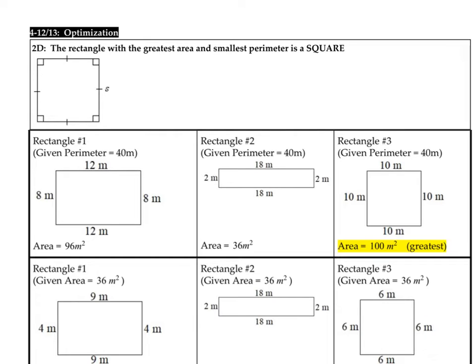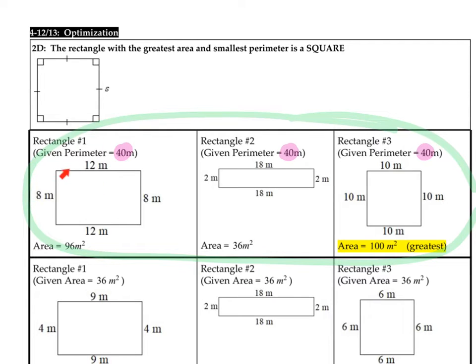We're going to talk about optimizing rectangles, and this is what we mean by optimizing rectangles. So what I want you to look at first is just the first three boxes here. If we were to say that a rectangle had to have a perimeter of 40 meters, there are different rectangles that you could make. These are only three examples. There's an infinite number of rectangles that you could make that would have a perimeter of 40 meters.